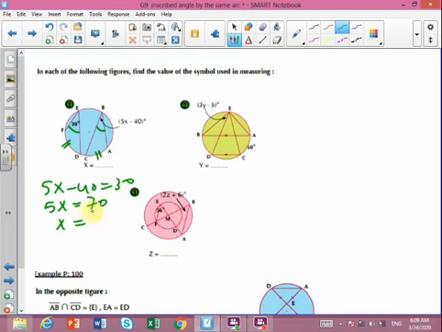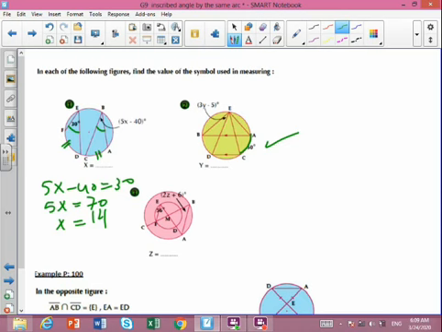So x equals 14, since he wants x. What about this one? I have angle BED as 3y minus 5, and he wants y. I have the measure of the arc AC as 50, and I need y. How can I get y?